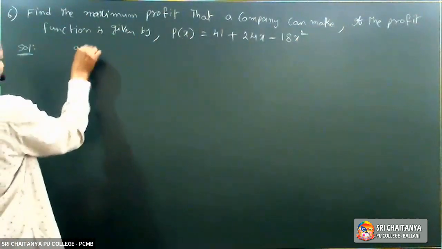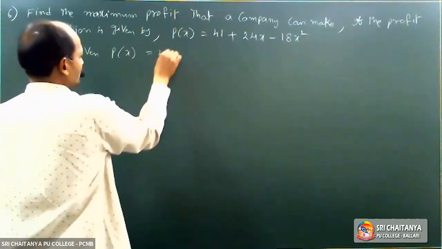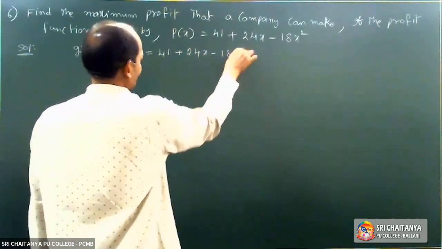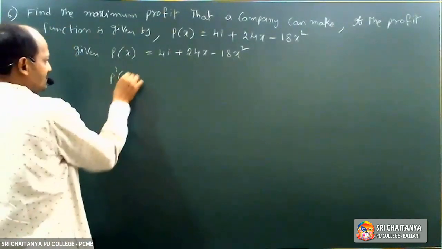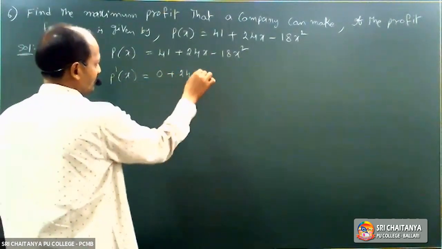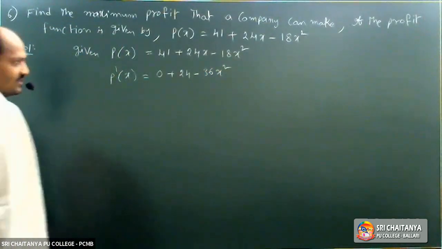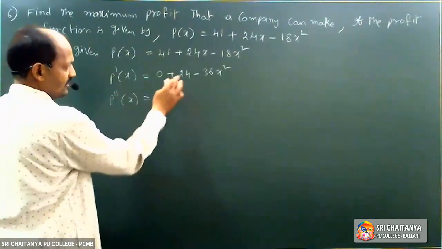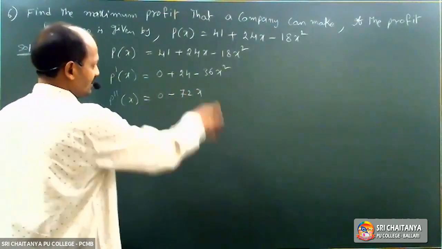So here given profit function P of x is equal to 41 plus 24x minus 18x square. So here first derivative P dash of x is 0 plus 24 minus 36x. Second derivative: derivative of the constant 24 is 0, minus 72.